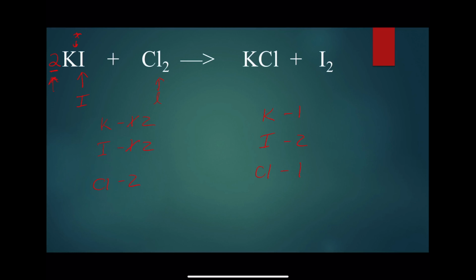And so to get this to balance, I'm going to add a 2 in front of this, which is going to make the potassium, that makes that 2, and it makes the chlorine 2. And now I have 2, 2, and 2 on the left, 2, 2, and 2 on the right, and we have a balanced chemical equation.